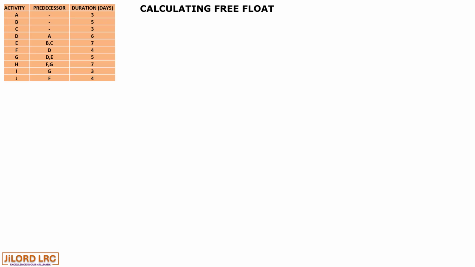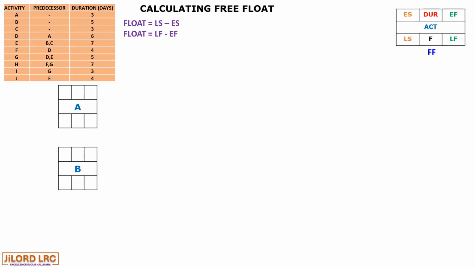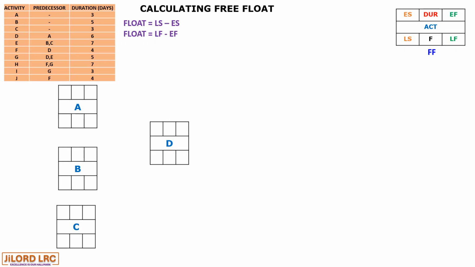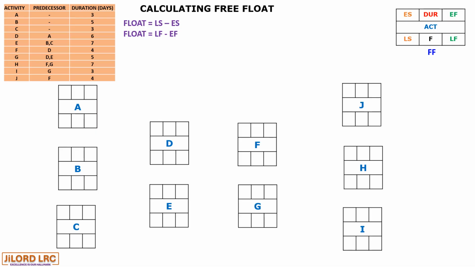We added the new information to the EDM notation, which is the free float. And if you recall, the total float is LS minus ES or LF minus EF. Now let us draw the precedence diagram with our activities E, F, E, J, H, and I. Let us fill the activities with the necessary informations.